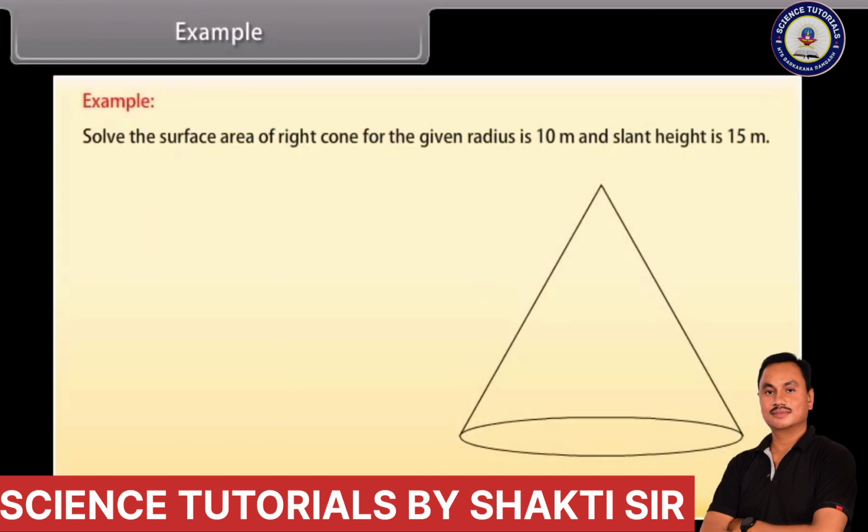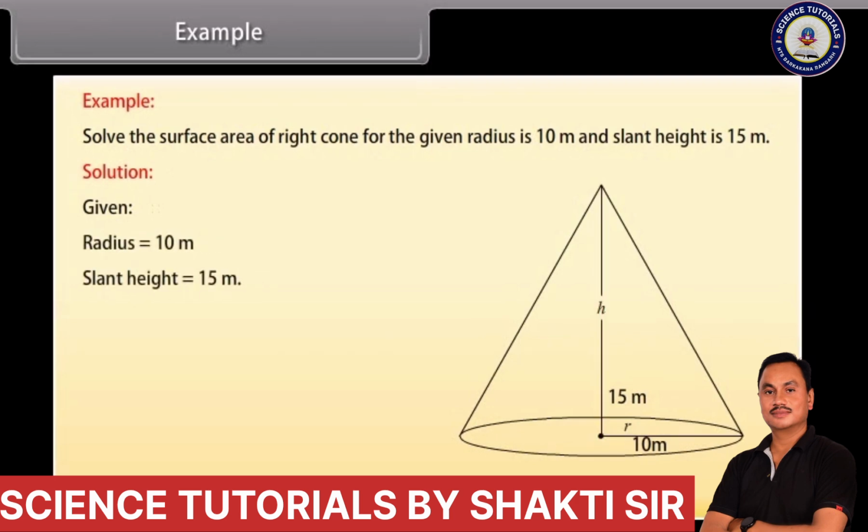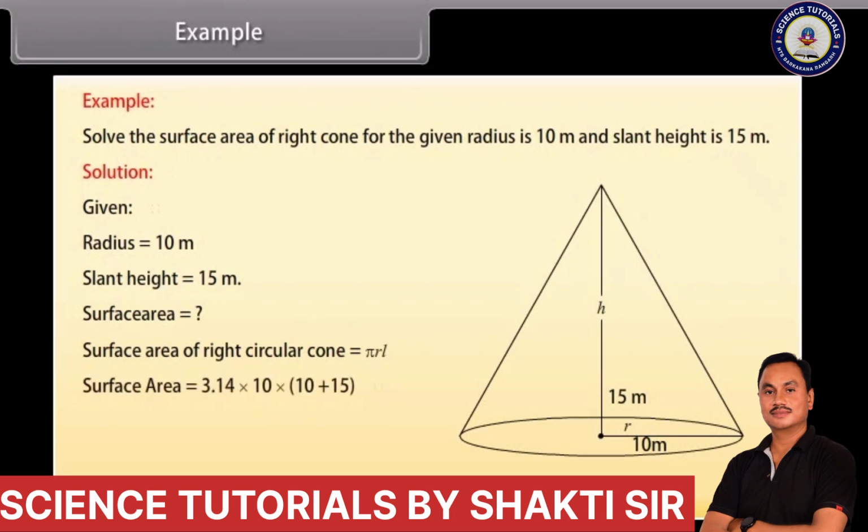Example. Solve the surface area of a right cone for the given radius of 10 meter and slant height of 15 meter. Solution. Radius and slant height, which are 10 and 15 meter respectively, have been given. We have to find the surface area. We know that surface area of cone is equal to pi r into L plus r. Therefore, by substituting the values we get, surface area is equal to 3.14 into 10 into 10 plus 15. By solving this, we get surface area is 785. Therefore, surface area of right cone is 785 square meter.